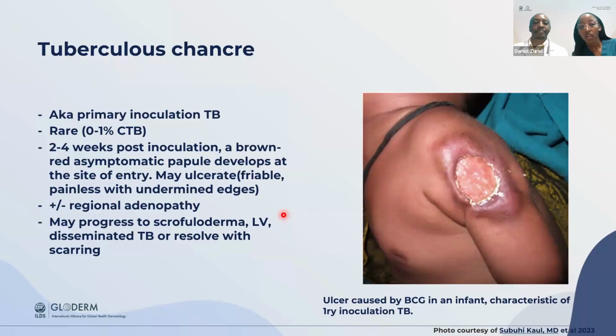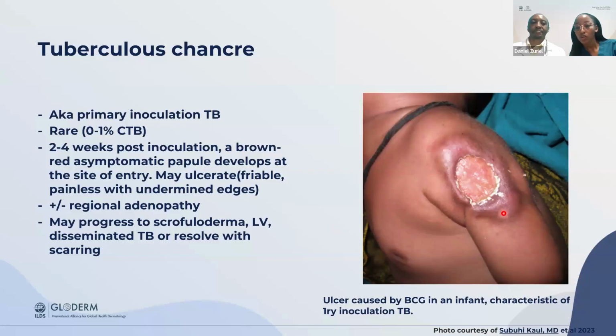Another one is the tuberculous chancre. It is not very common, and it's one of the types of cutaneous tuberculosis that are acquired via exogenous spread. It's also referred to as a primary inoculation tuberculosis. The typical scenario would be a child who's been taken for vaccination, and a few weeks after vaccination, they present with a nodule or a pustule or an ulcer at the site of vaccination. So the typical lesion is a pustule that might ulcerate, and the ulcer tends to be shallow and painless, and the edges are quite undermined here, as you can see.